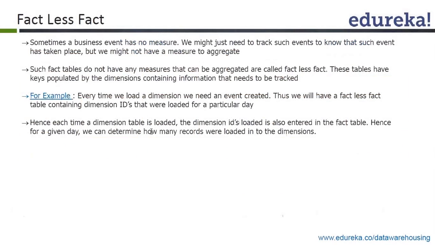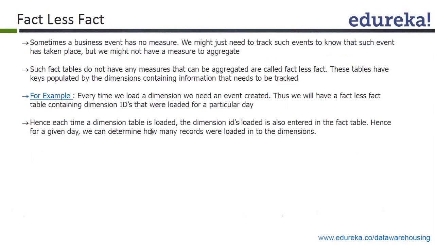And finally, we discussed the factless fact tables. What the slide says is that sometimes a business event has no measure. You might just need to track such events. We discussed the hospital event, so it's a similar scenario. Such fact tables do not have any measures that can be aggregated, and are called factless fact tables. These tables have keys populated from different dimensions, and that needs to be tracked.